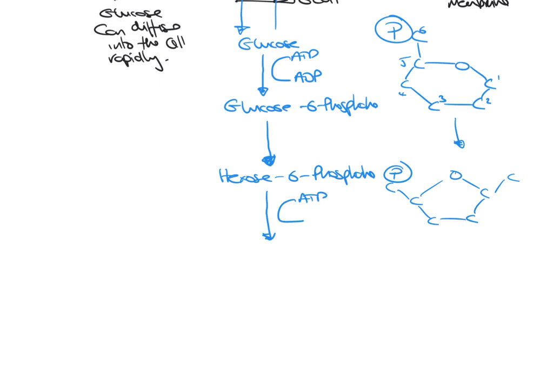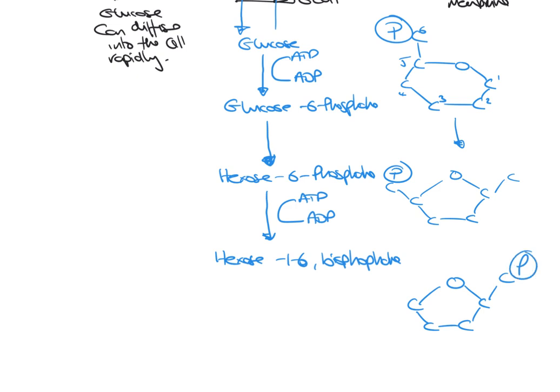So this is the second investment step, where a cell is committing an ATP and converting to ADP. And it makes something called hexose 1,6-bisphosphate. And most importantly, that now is a completely symmetrical molecule. And there is a phosphate on either end of the molecule, meaning that it can be divided into 2 quite neatly.